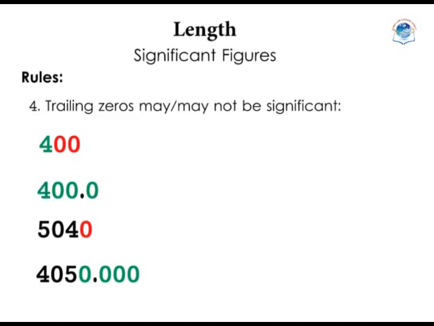For the number 5040, 5 and 4 are obviously significant. This in between 0 is also significant. And then we have a trailing 0, no decimal, and therefore it's not significant. So here we have 3 significant figures. The last number, all these are trailing zeros. There is a decimal, and that means all these zeros are significant. And so here we have 7 significant figures.